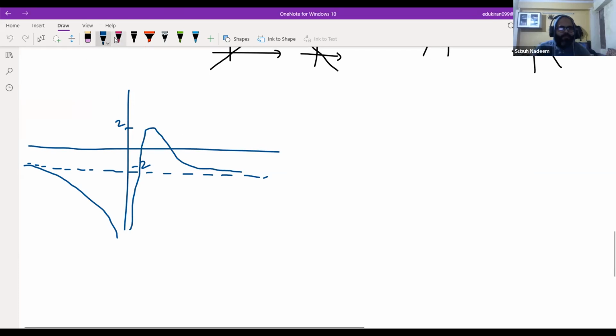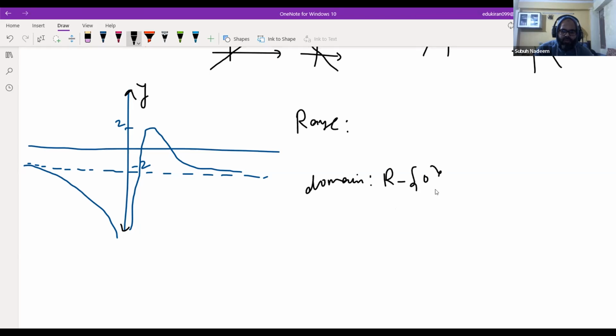Fine. So if you observe this graph, what is happening over here? What are the values of y that are getting covered? Range means values of y. Domain means values of x. So the domain is all real numbers except 0. 0 is not getting covered. But range is the values of y.